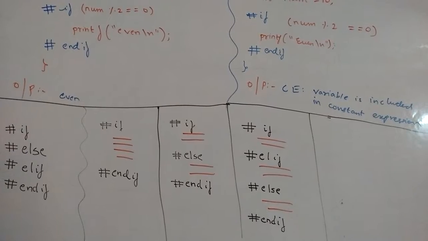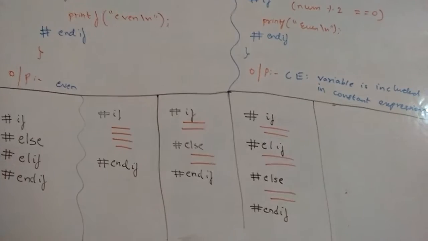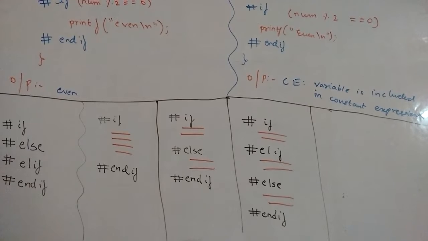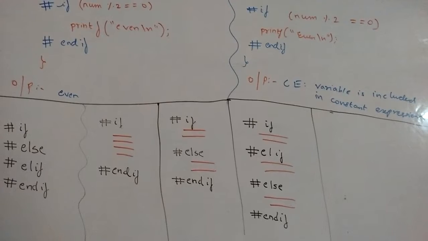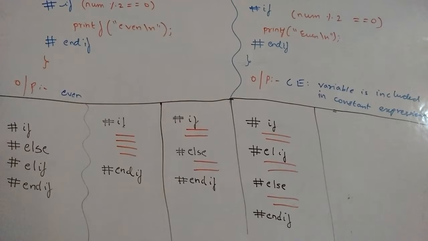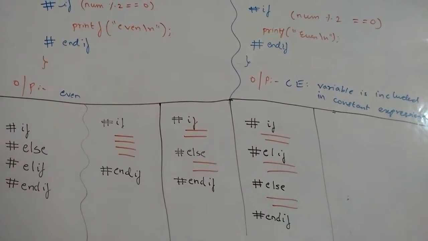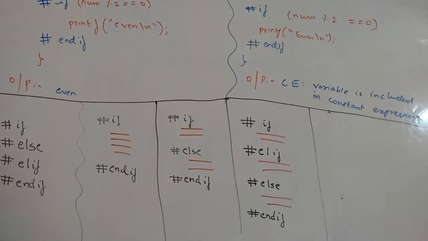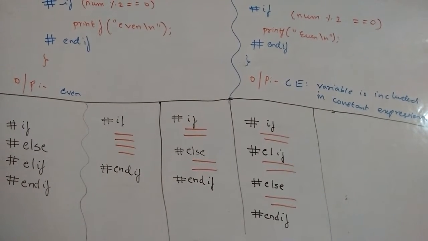And how to use these constructs is shown below, in the bottom part of the board. I will have my if condition. If it is true, all the lines below would get executed until I encounter an endif statement, hash endif. That is how the hash if statement gets executed. And notice that there is no need of flower braces anywhere. Whatever is under hash if will keep on getting executed until a hash endif is encountered.